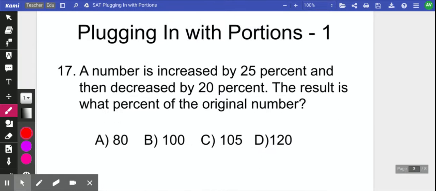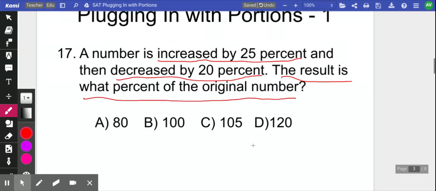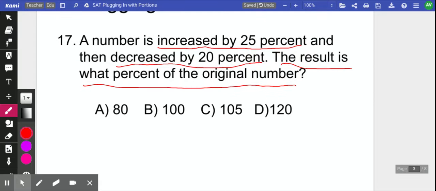So numbers increased by 25%. So let's underline that. Numbers increased by 25% and then decreased by 20%. The result is what percent of the original number? Okay. So let's pick a number to start with. What's a good number to use when we're working with percents? 100. So let's say the number is 100.